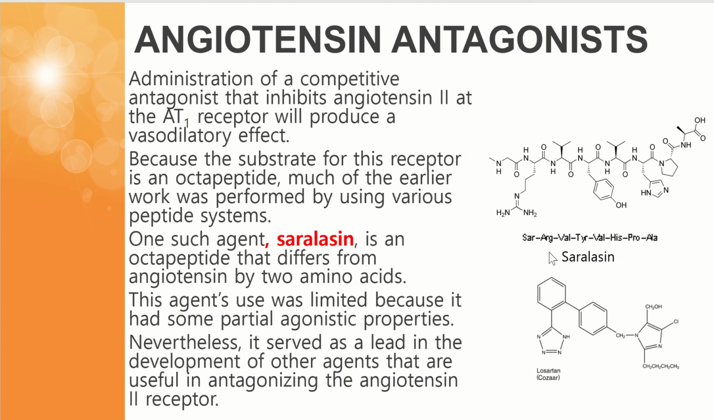Nevertheless, it served as a lead in the development of other agents that are useful at antagonizing the angiotensin 2 receptor, right? And as we said, when we looked at the Captopril model, even though what we hoped would have been effective was not effective, one thing led to another thing that was effective. And I suppose it's a similar situation here where they used this octapeptide that turned out to be partially agonistic when the intention was to find an antagonist.